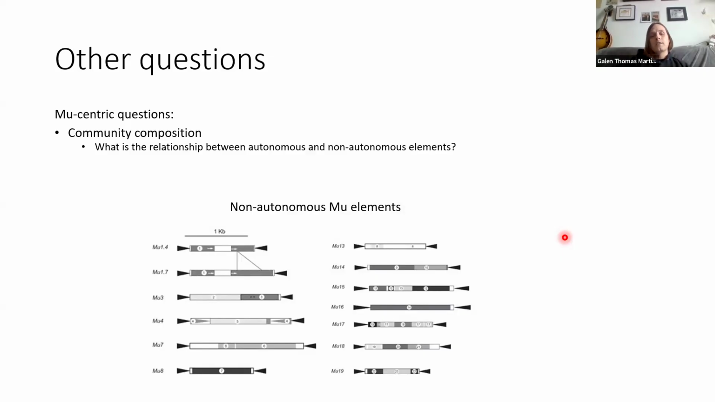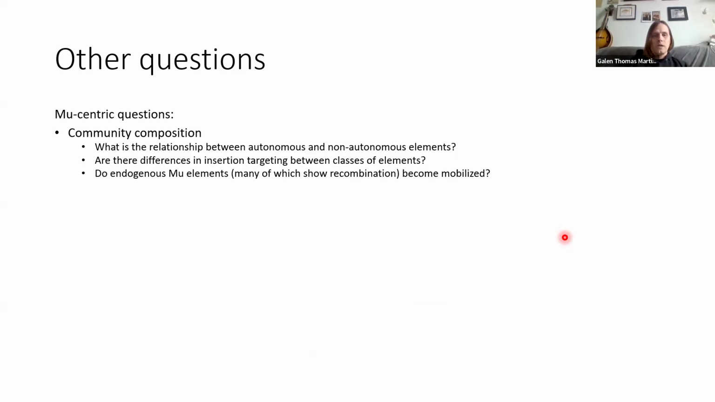And so we'll end up with some lines that have a ton of a specific non-autonomous element, and some that have fewer of that non-autonomous element, and look to see whether those that have a bunch of the non-autonomous elements are actually less successful than those that have fewer of them, right? There are a bunch of questions that haven't really been addressed before that are just descriptive, like, are there differences in insertion targeting between classes of elements? There shouldn't really be, because they're all mobilized by the same autonomous element, but we'll see.